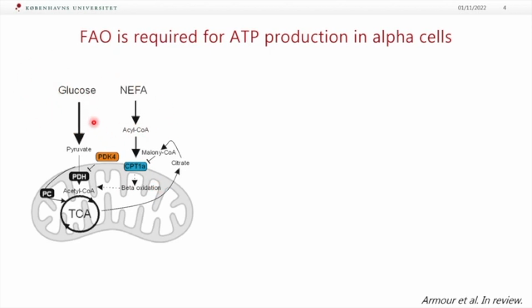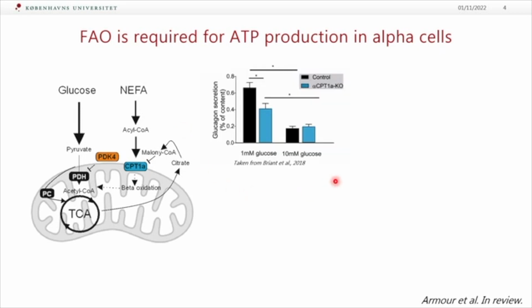As glucose becomes more available, you get more pyruvate fed into the TCA cycle through this enzyme here, pyruvate dehydrogenase. And with this increased flux into the TCA cycle, you also get an increased export of acetyl-CoA to be converted through citrate to malonyl-CoA. And malonyl-CoA inhibits CPT1A. So as glucose becomes more available, you inhibit fatty acid oxidation.